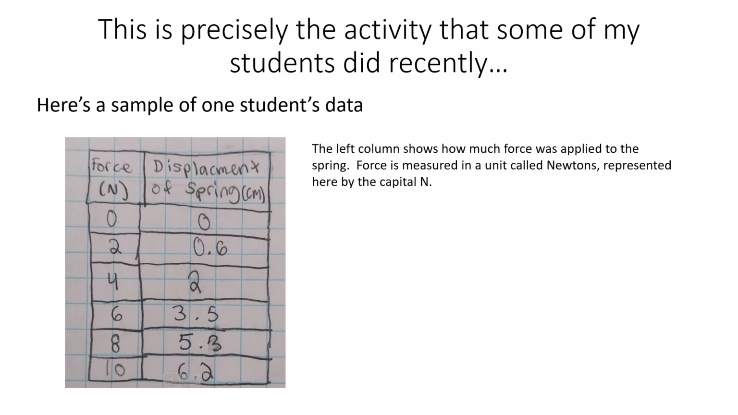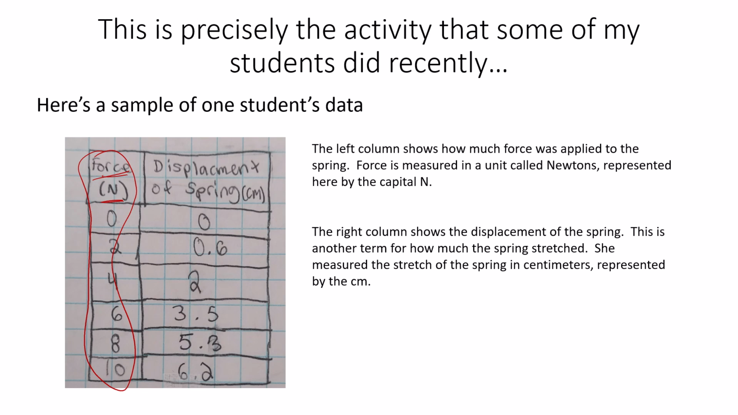So the left column shows how much force was applied to the spring. Students used a spring scale, which is a scale with a spring in it, and it's marked with units on the side. And so you can tell how much force you are using by reading it off the side of the scale. Force is measured in a unit called newtons, represented here by a capital N. So if we look at this young lady's work, you were looking at that left-hand column there, and she's got it labeled with force, and then she has the units there as well. So we're doing 0 newtons, 2 newtons, and so forth.